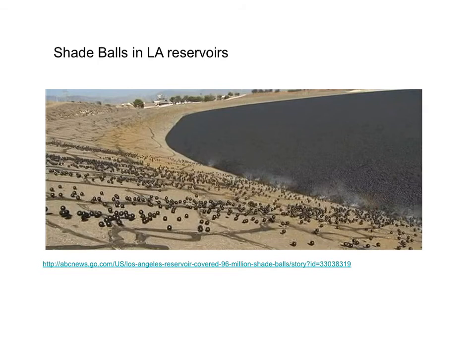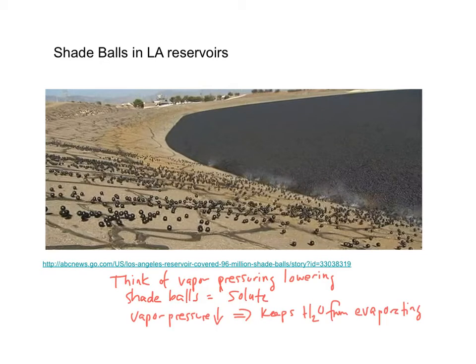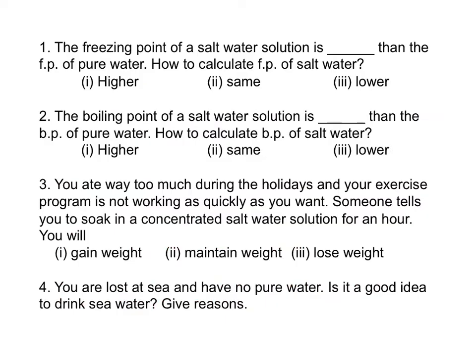In Los Angeles, shade balls were added to water reservoirs. Stop the video and think of a reason why they would do that. And the answer is, the shade balls cover the surface of the water to keep it from evaporating. Okay, so let's review. Stop the video and answer these 4 questions.